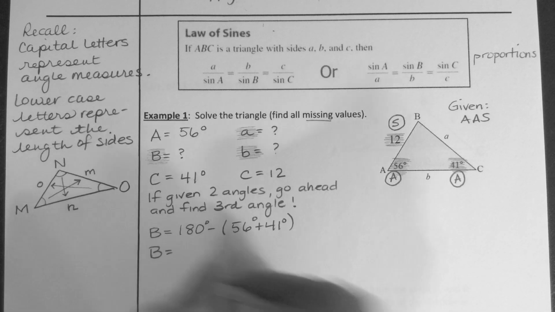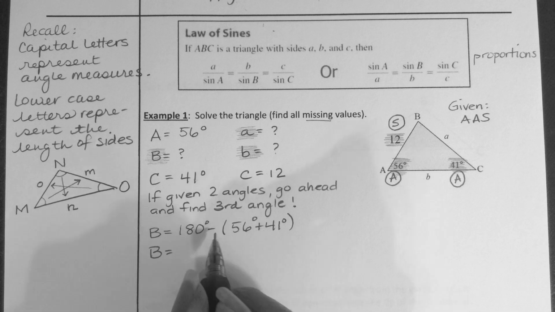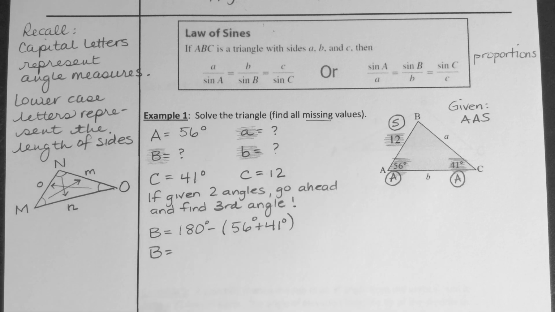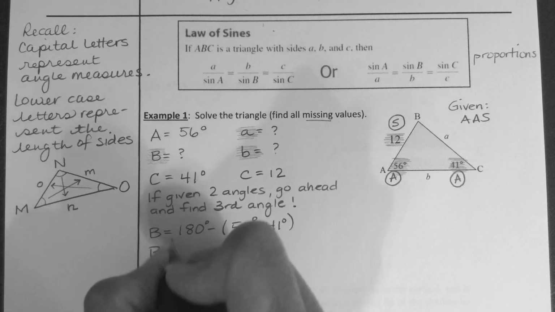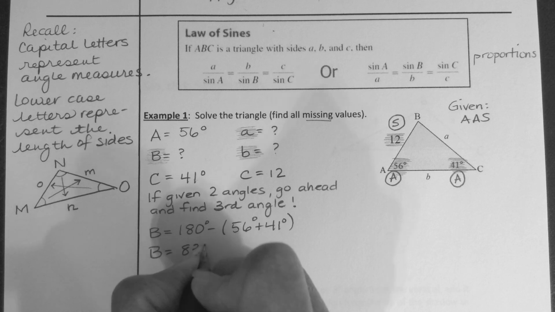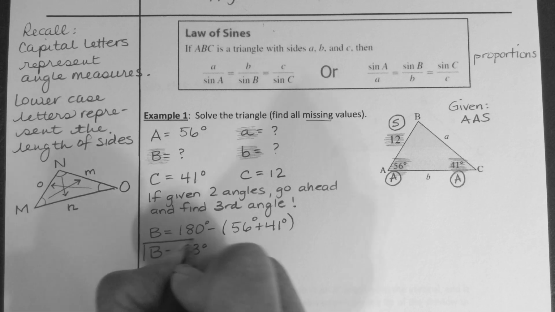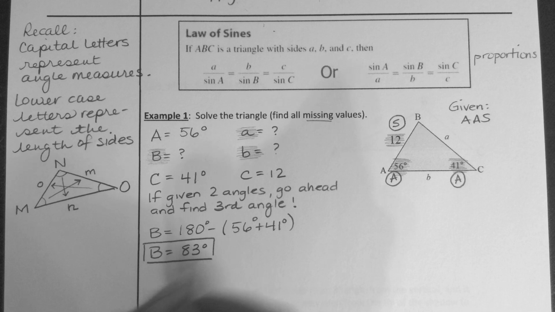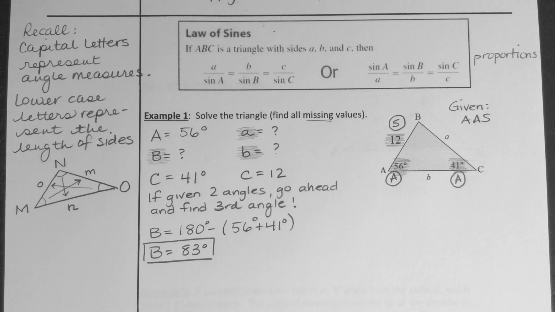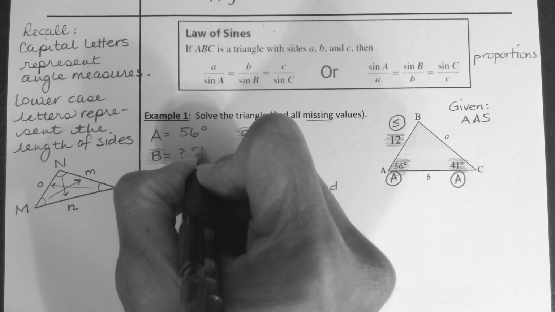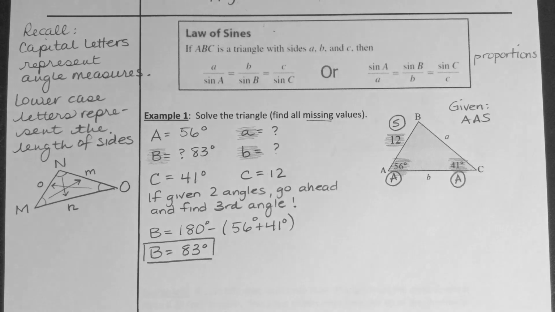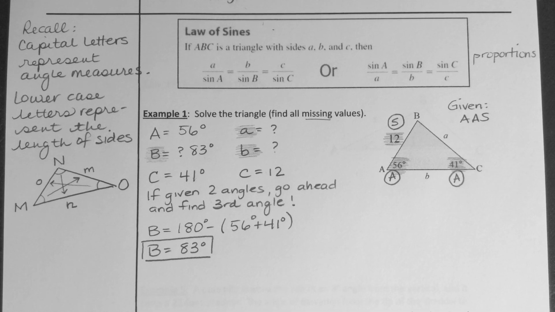So when I add 56 plus 41 and subtract it from 180, you should end up with angle B having a measure of 83 degrees. So there is my first one. I'm going to put my answer up here next to my question mark so that I know I figured that answer out already. Now let's proceed to find lowercase a and lowercase b.